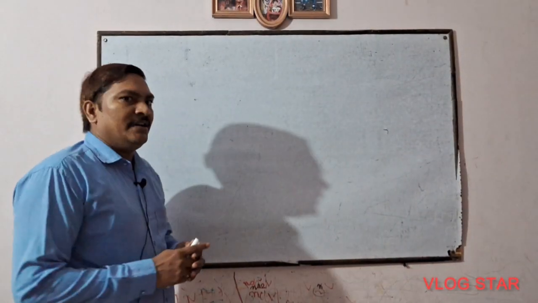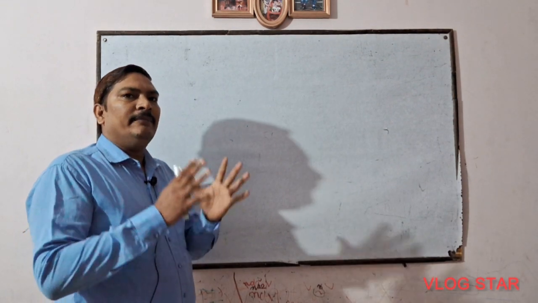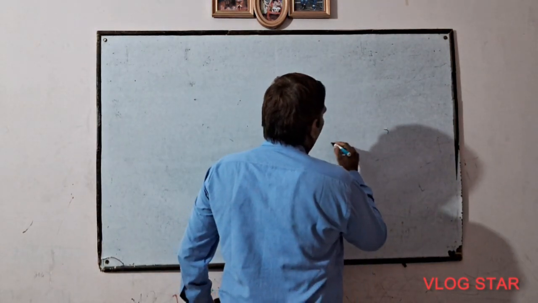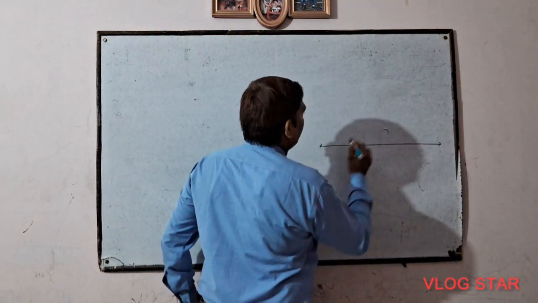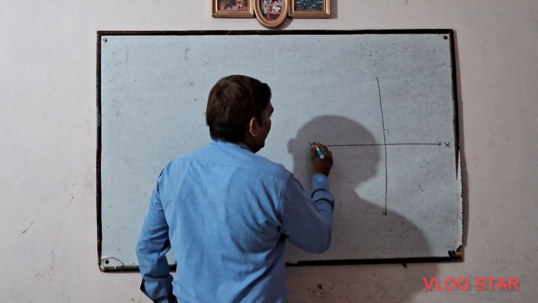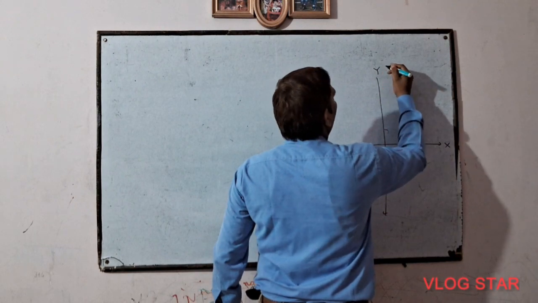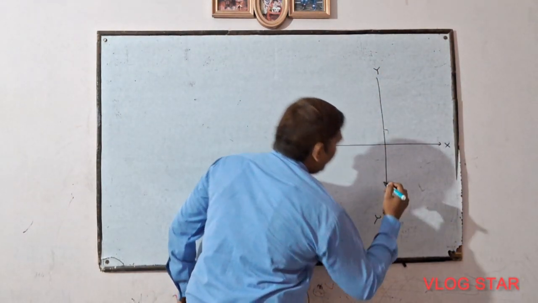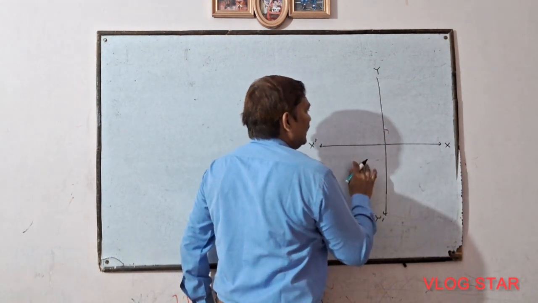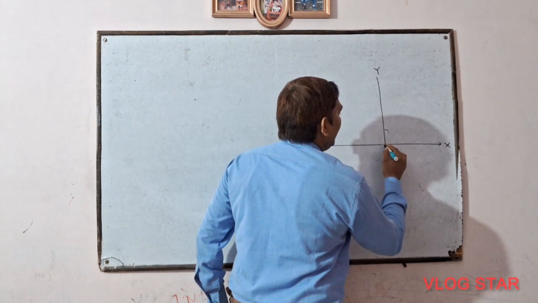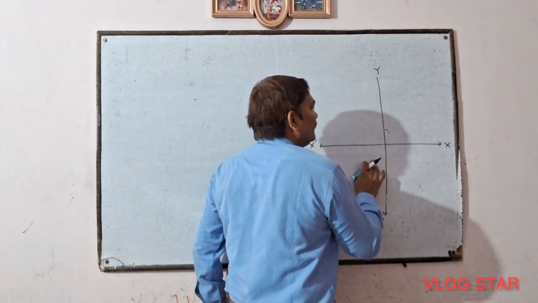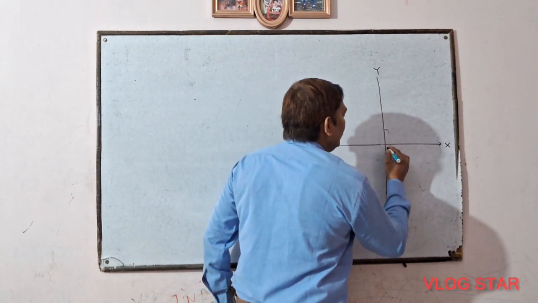Today we will study in which quadrant given coordinates lie. Now see, these are the coordinate axes. This is the x-axis, this is the x dash axis, this is the y-axis, and this is the y dash axis. Two lines intersect each other at a point taken as origin, and generally the coordinate of origin is taken as 0, 0.